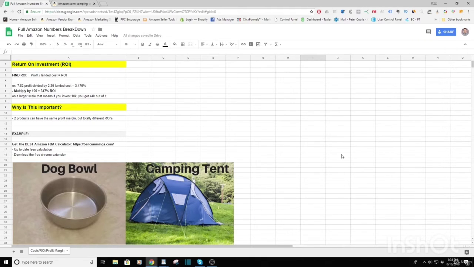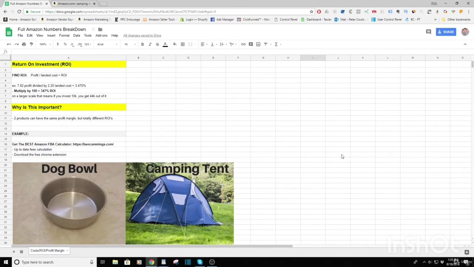That's your landed cost. So example, if you're making $7.82 profit per unit and you divide it by a $2.25 landed cost, you arrive at 3.475. Multiply that by 100 to arrive at a percentage, and you're at a 347% ROI. On a larger scale, again, this is really what you need to get out of it. On a larger scale, that means if you invest $10,000, you're going to get 44K out of it.